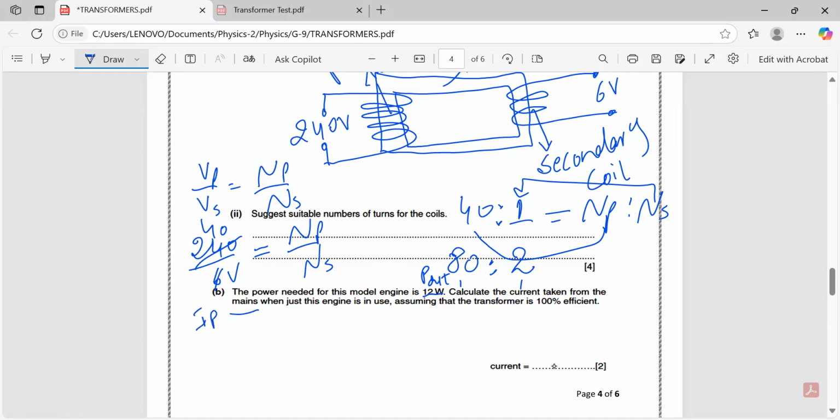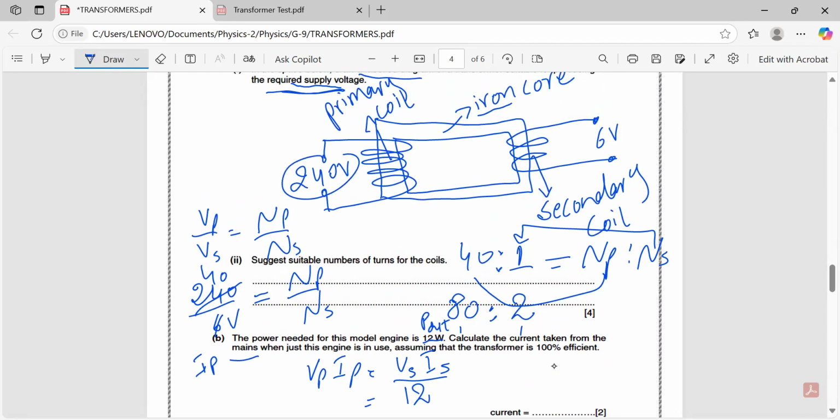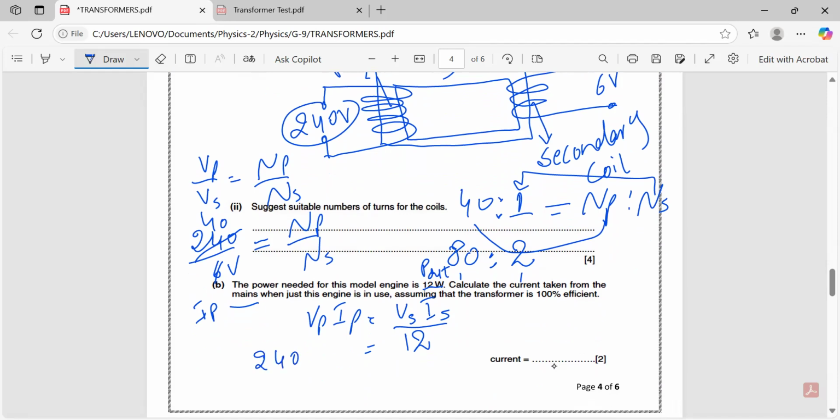As you know, the formula is VPIP equals VSIS, right? VSIS is already given to us, which is 12 watts. And VP is the mains supply, because they're talking about the mains, and the mains provides 240 volts. So 240 times IP equals 12. You divide by 240 on the other side and IP will be equal to 12 divided by 240. And the answer is 0.05 amperes.